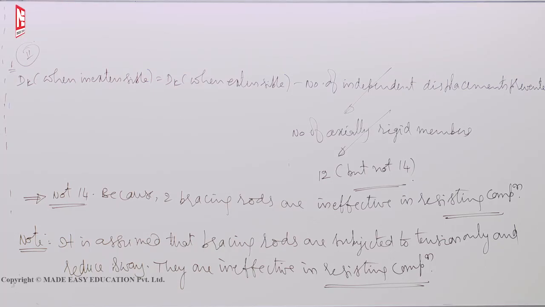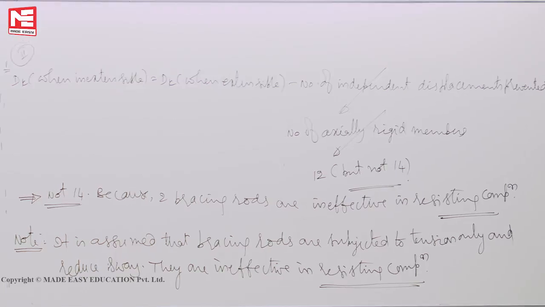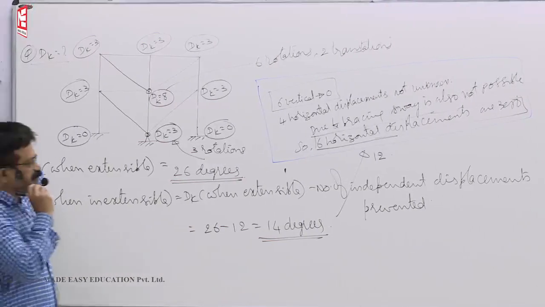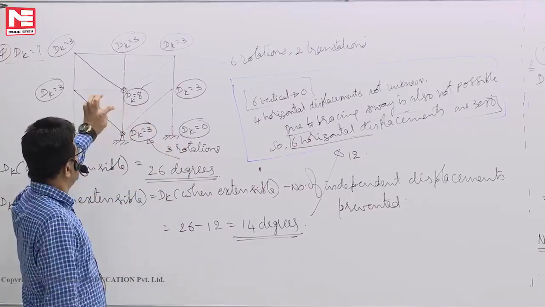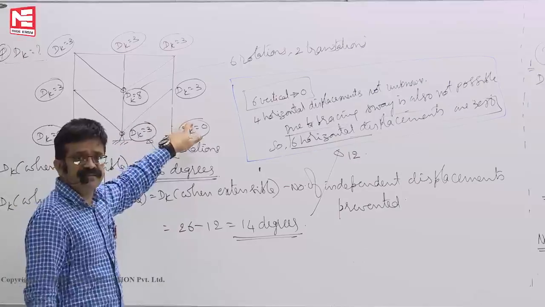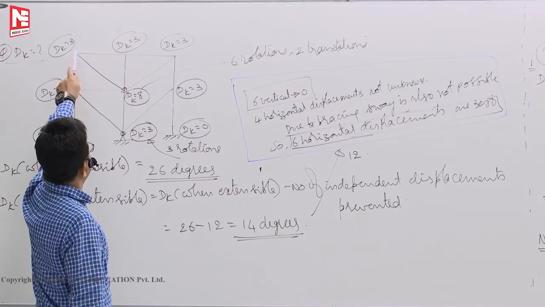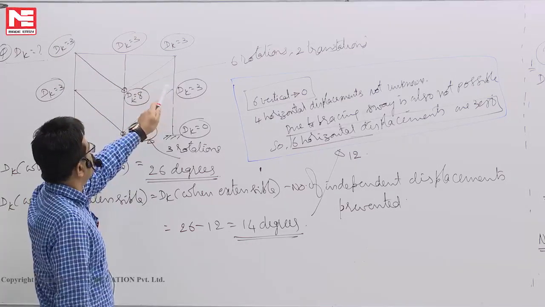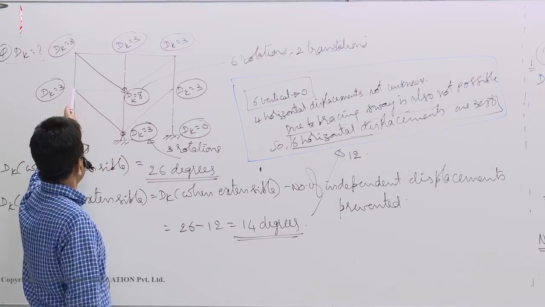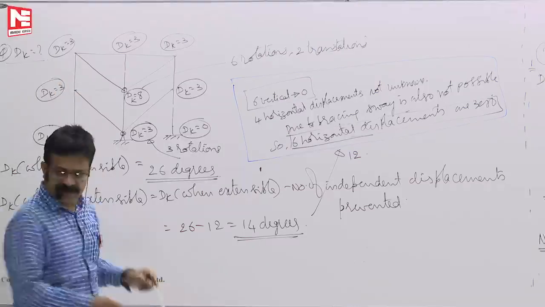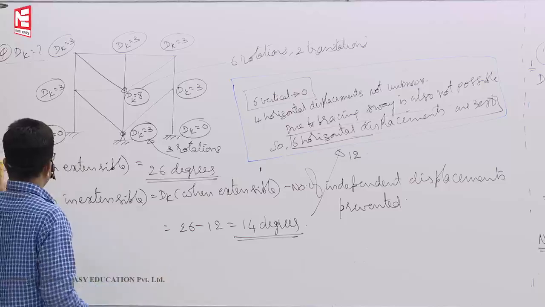Now you see that 14, the earlier problem I gave you. If members are axially rigid, bracing is done, only rotations are possible. That way also you can count. How many rotations are possible? 1, 2, 3, 4. Here how many? 1, 2, 3, 4, 5, 6 rotations. So the number of rotations we will count, and I will tell you another way of doing the same problem.